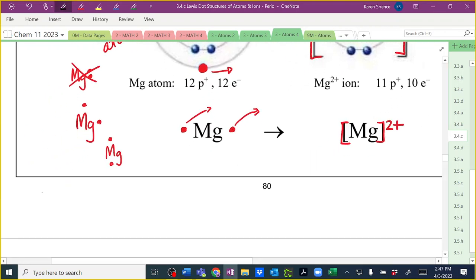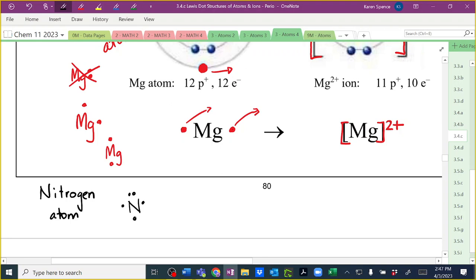Now, what if we had a nitrogen atom? Let's do a Lewis structure for this. Just do the Lewis structure. Nitrogen is in group 15. How many valence electrons? 5. 1, 2, 3, 4, 5.